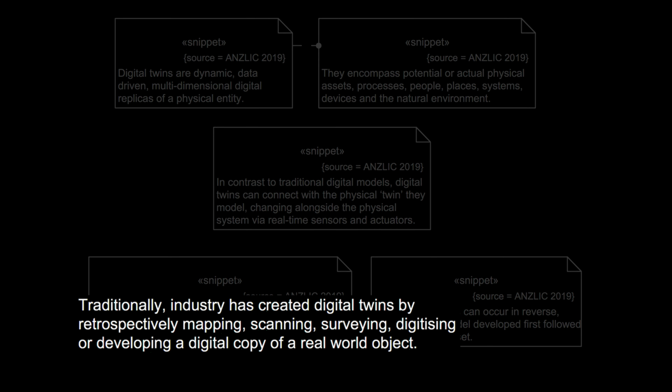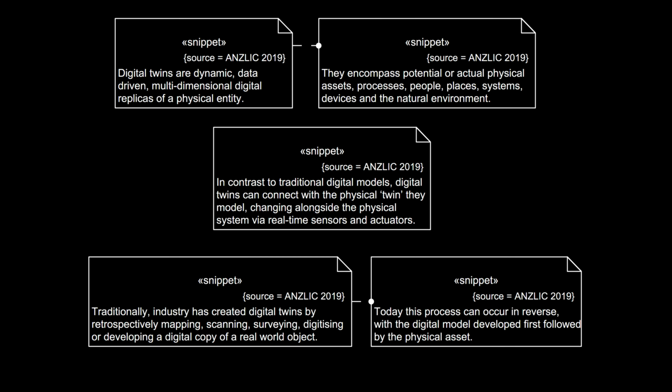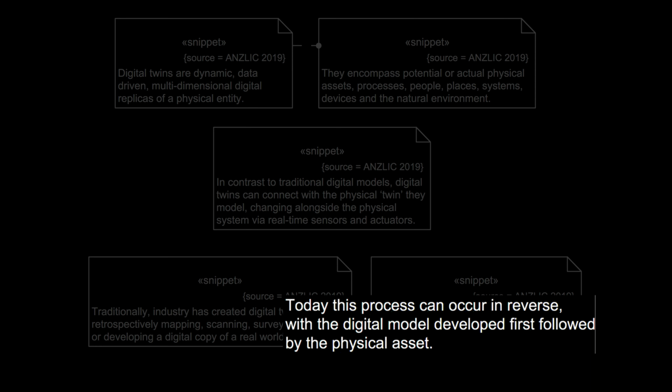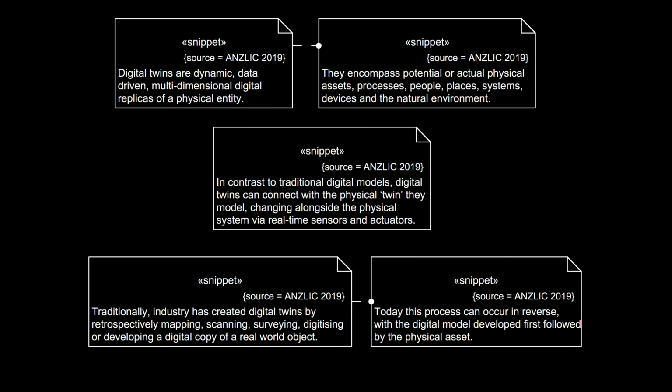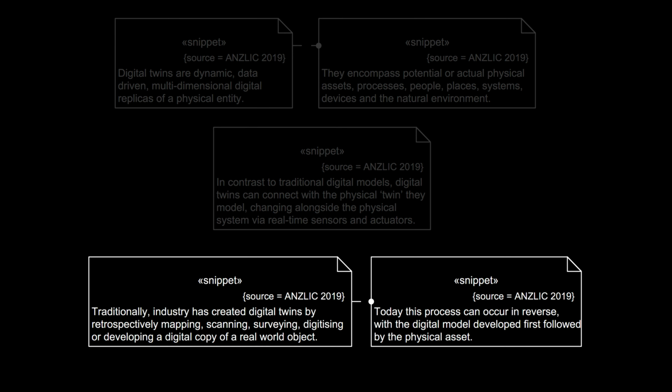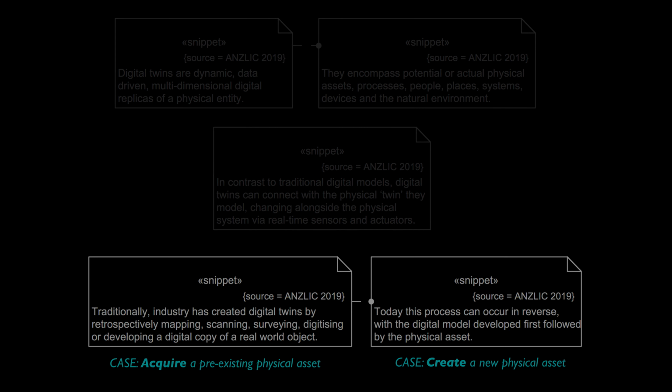Traditionally, industry has created digital twins by retrospectively mapping, scanning, surveying, digitizing, or developing a digital copy of a real-world object. Today, this process can occur in reverse, with the digital model developed first, followed by the physical asset. These last two form the basis of the acquire and create cases or scenarios we'll be simulating.